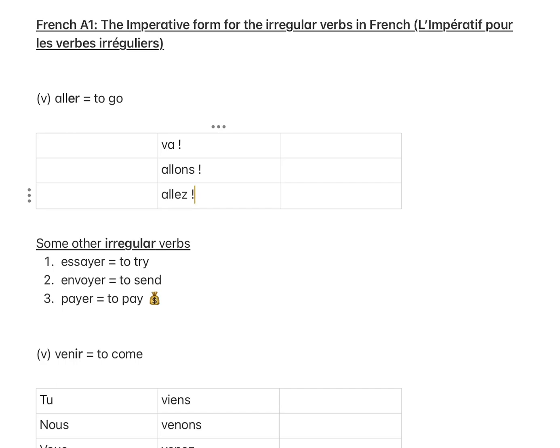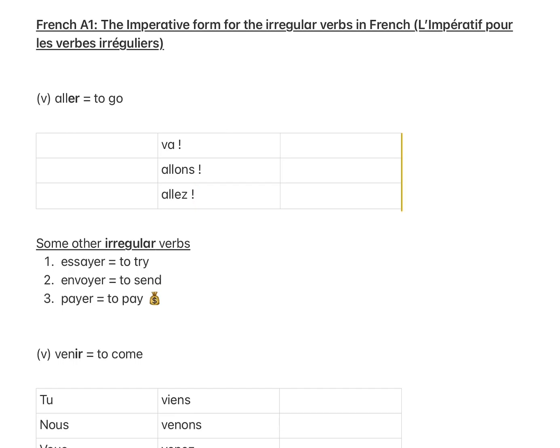So there you have it, the imperative form for the irregular er verb aller: va, which means go when addressing informally, allons, which means let's go, and allez, which also means go. However, it is used when addressing formally or when addressing a group of people.